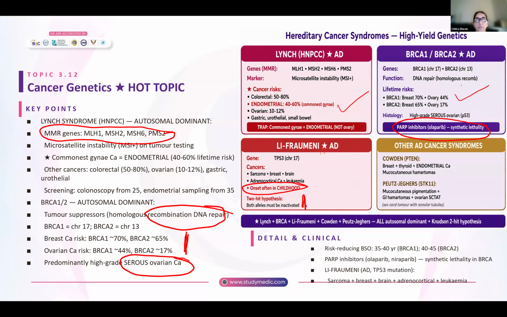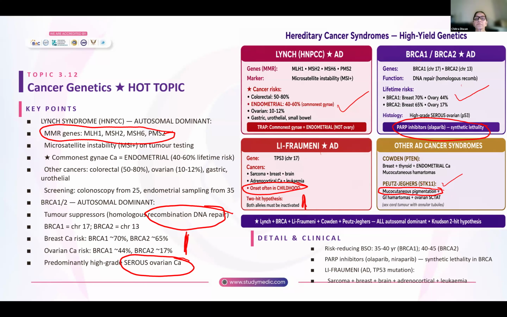In Peutz-Jeghers, there is mucocutaneous pigmentation. There are gastrointestinal hamartomas, and ovarian tumors are also there. The ovarian tumors are sex cord tumors with annular tubules. That is very characteristic of Peutz-Jeghers. Most characteristic is the mucocutaneous pigmentation that is there with Peutz-Jeghers.